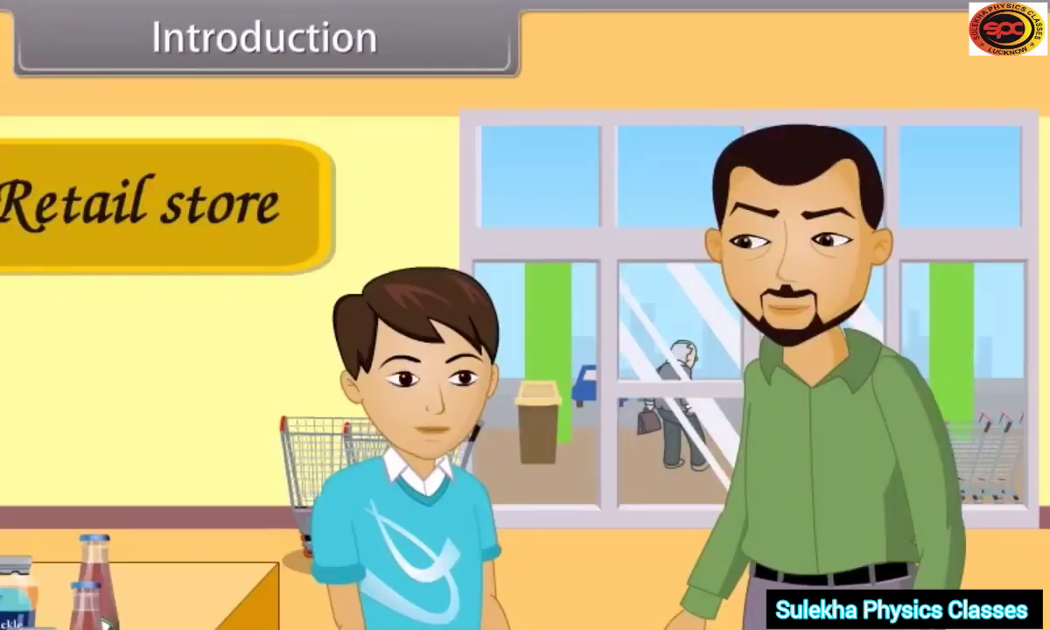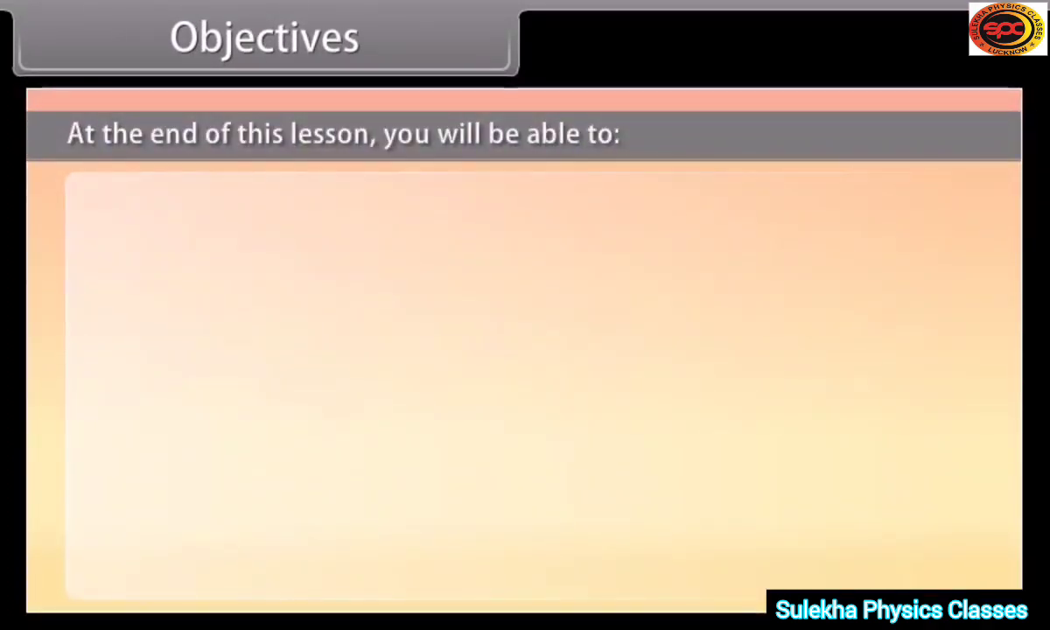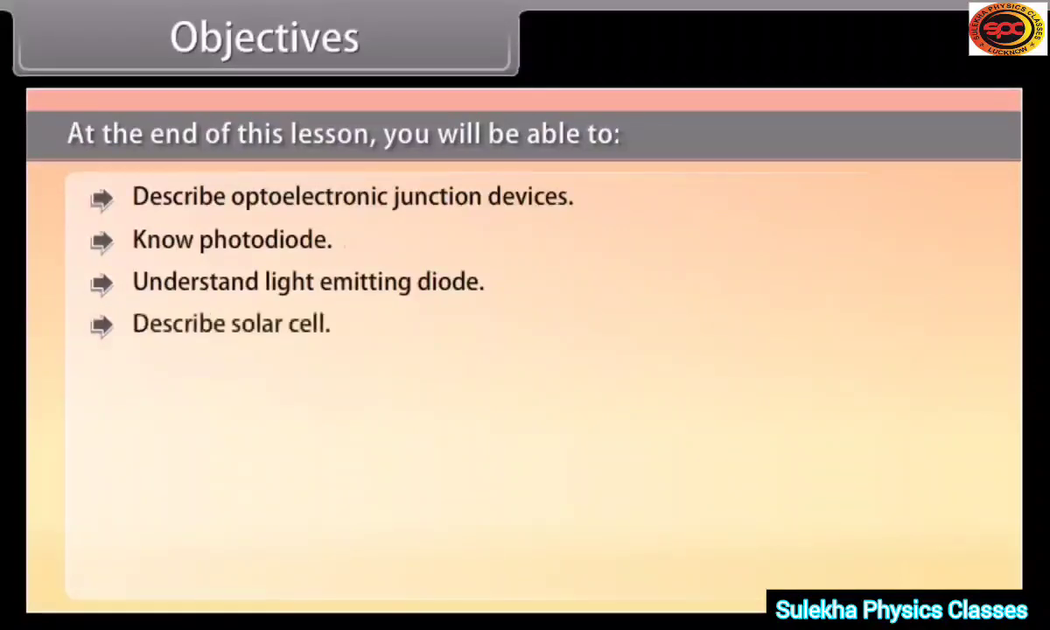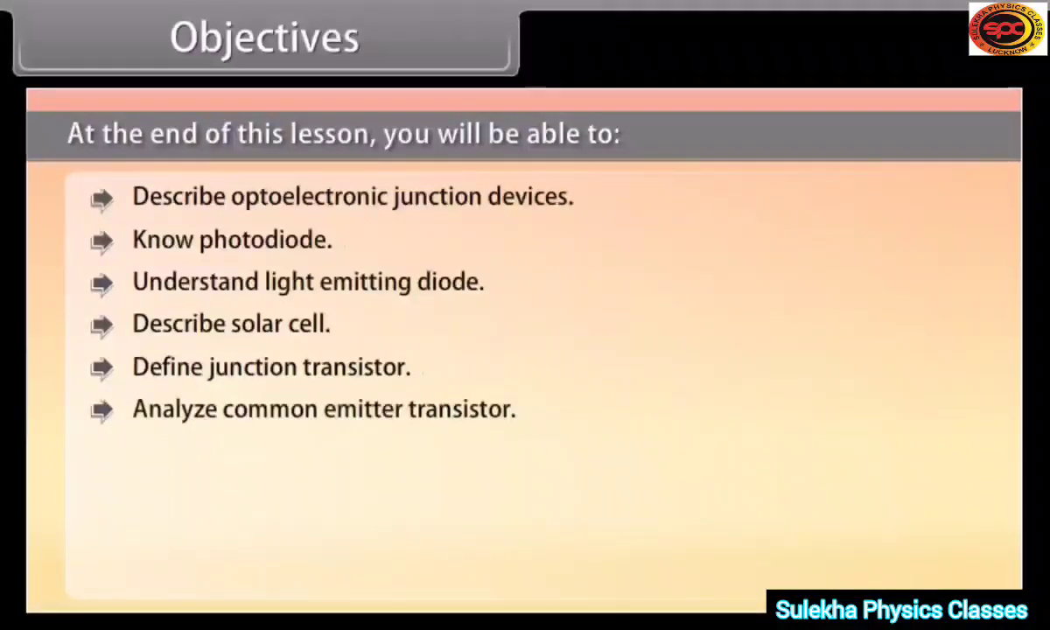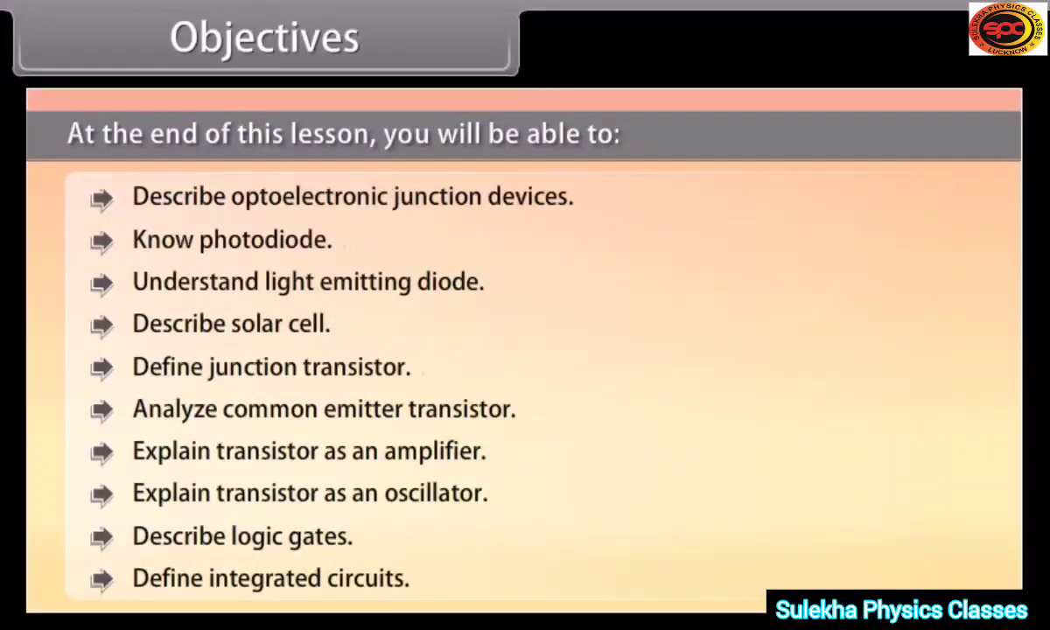Students, today we will study more about semiconductor electronics. Objectives. At the end of this lesson, you will be able to describe optoelectronic junction devices, know the photodiode, understand the light-emitting diode, describe the solar cell, define the junction transistor, analyze the common emitter transistor, explain the transistor as an amplifier, explain the transistor as an oscillator, describe logic gates, and define integrated circuits.